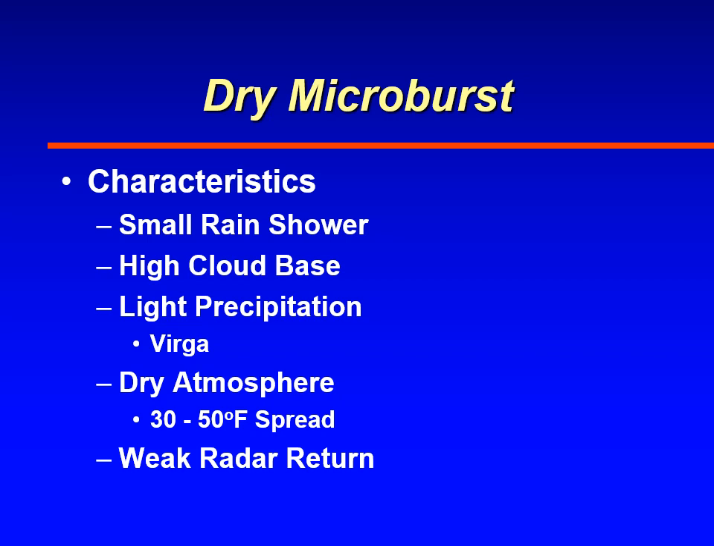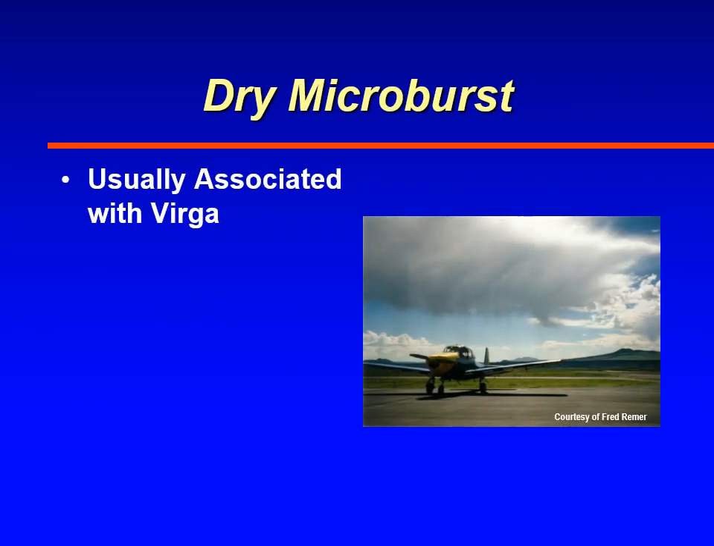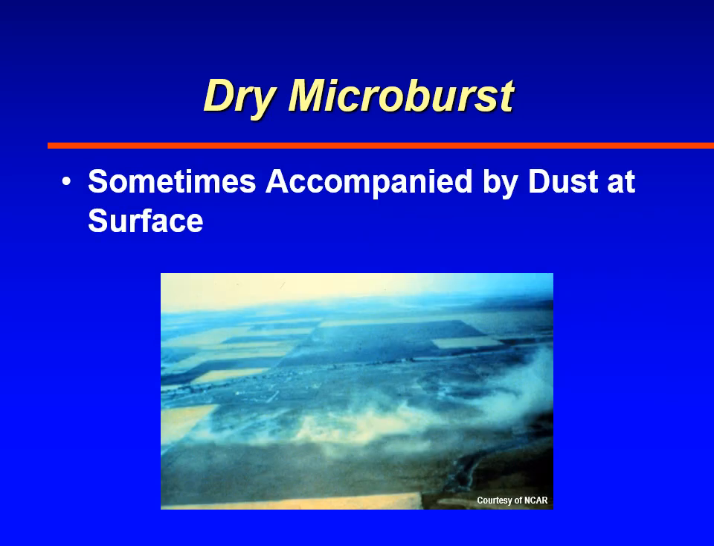And then also, as I mentioned, dry atmosphere, so temperature dew point spread between 30 and 50 degrees Fahrenheit. That means if the temperature is 80, then the dew point would be somewhere around 40 or 30, so a dry atmosphere. And then also, these don't show up very well on radar. They may be just little green blotches, but you can very easily identify dry microbursts by looking at the virga that's associated with them as they're falling out. And when that virga hits the ground, or the downdraft hits the ground, you'll get blowing dust, strong winds and blowing dust if the surface is loose.